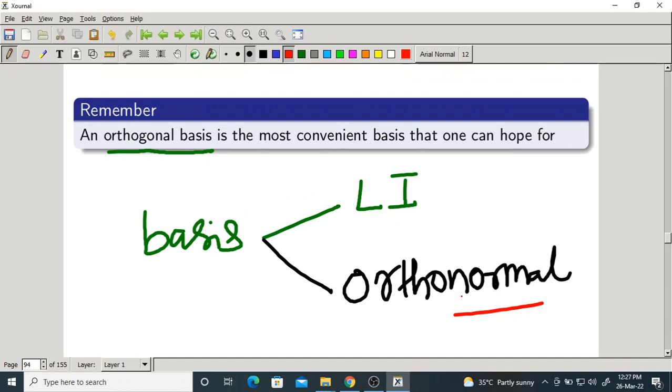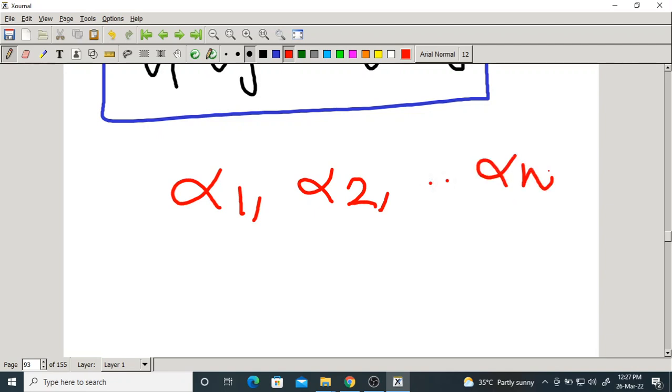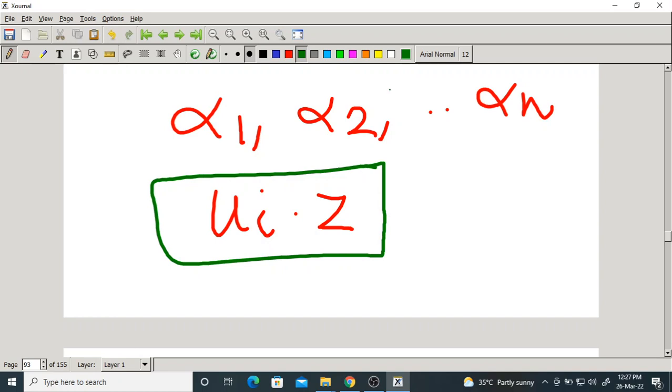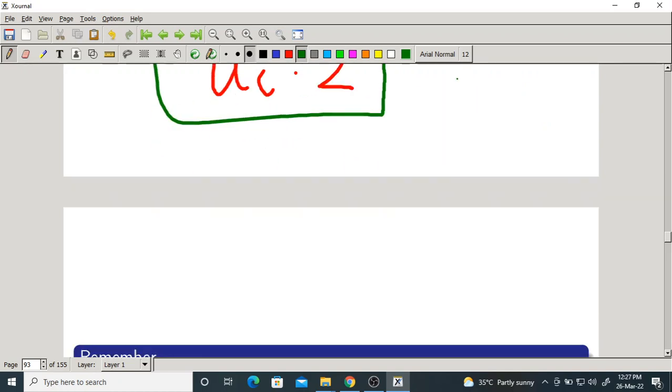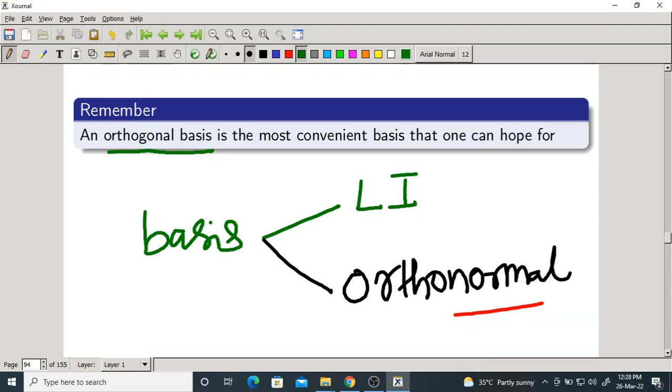What is the convenience? You can easily find out the alphas just by taking the dot product between ui and z. By just taking the dot product, you can find these coefficients. That is the convenience. But it is possible if and only if all the basis vectors are orthonormal. But I told you, the basis has to be linearly independent, LI.